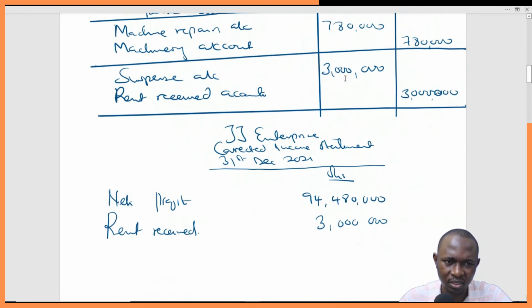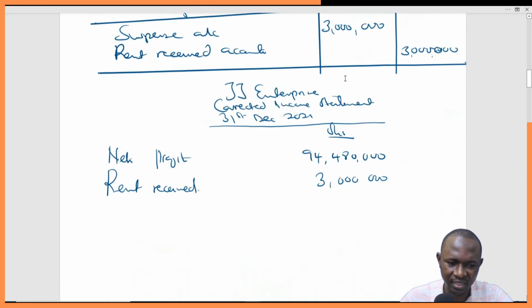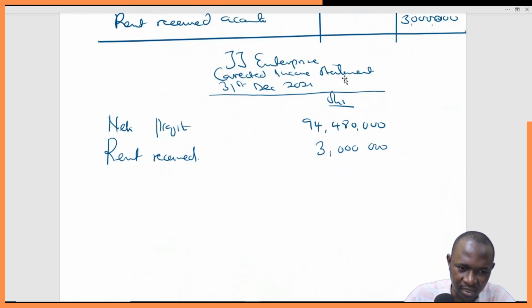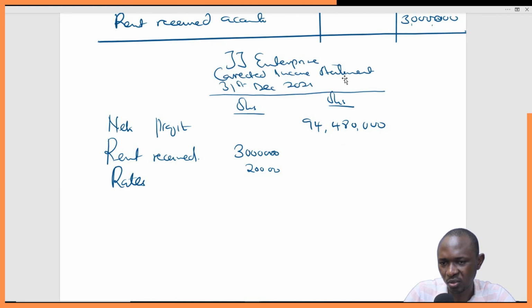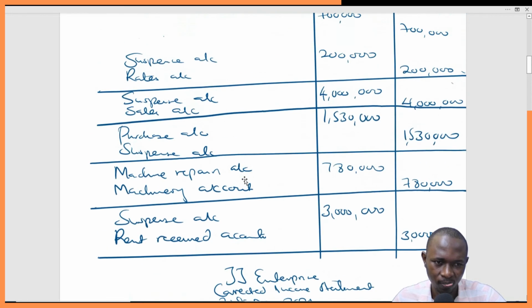So this is rates. We are going to add back 200,000. In fact, the best way of handling this is you can have another column here, and all the things that require adding back, you can have them here, just to make your work look good. Rent received, adding back. Rates, adding back because it's a reduction. We had overcast.